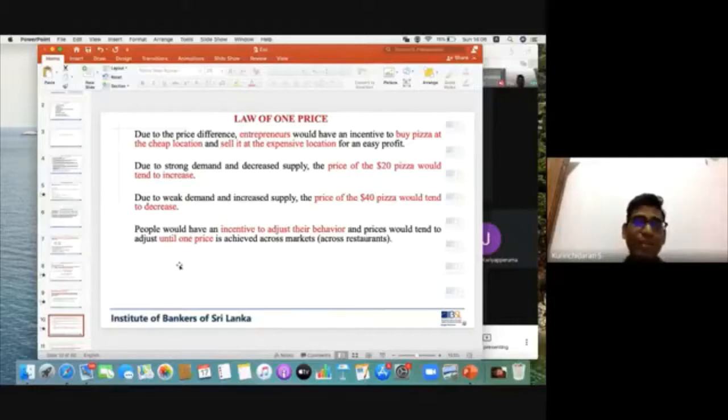Otherwise, the market won't reach equilibrium. So definitely the market mechanism would work. That's what the law of one price provides.